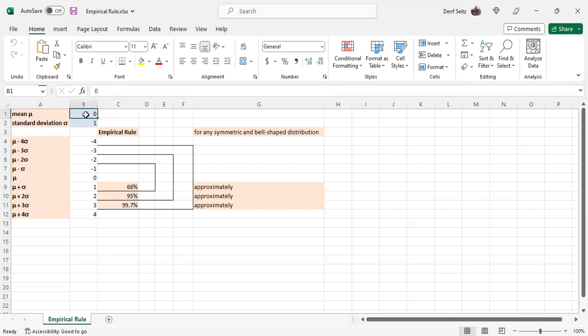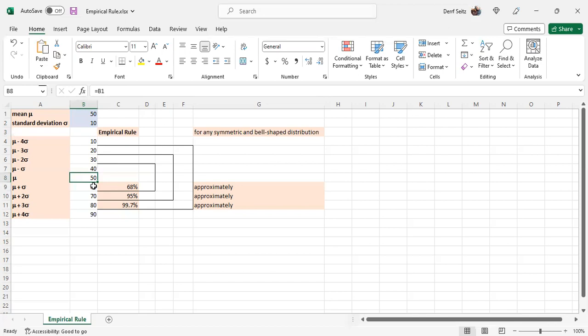If we change the mean to 50 and the standard deviation to 10, we see the new automatically recalculated sigma intervals. And that's the convenience of this spreadsheet, besides understanding the concepts, is to use it when you're using the empirical rule to very quickly establish your sigma boundaries, namely 1, 2, and 3 sigma.